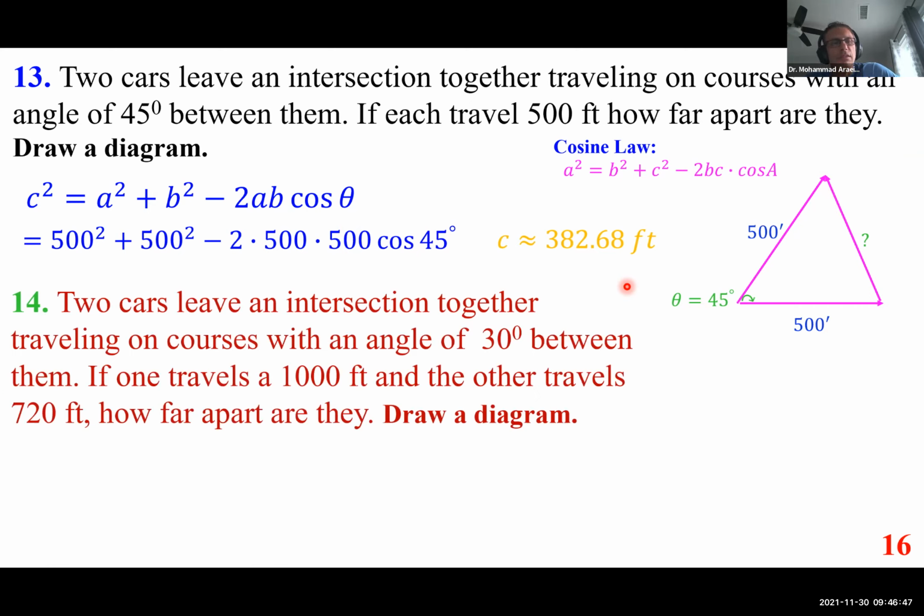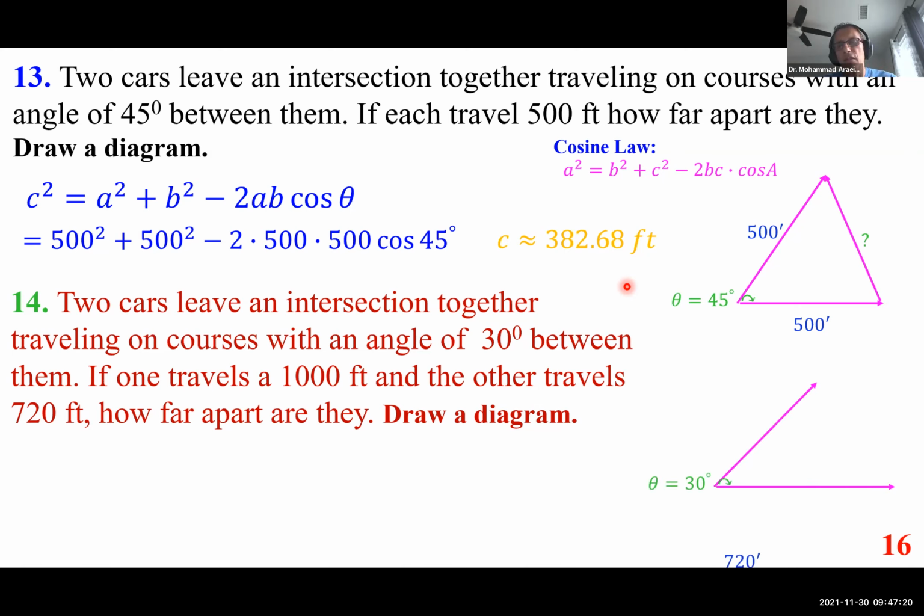Could you please read this? Two cars leave an intersection together, traveling on courses with an angle of 30 degrees between them. If one travels 1,000 feet and the other travels 720 feet, how far apart are they? Draw a diagram. So we are repeating the same question in essence. The angle in between is 30 degrees, and one goes 1,000, the other one goes 720 feet. So just the numbers are different. The concept is absolutely identical.